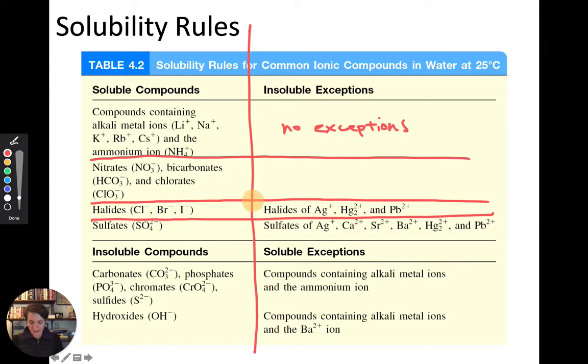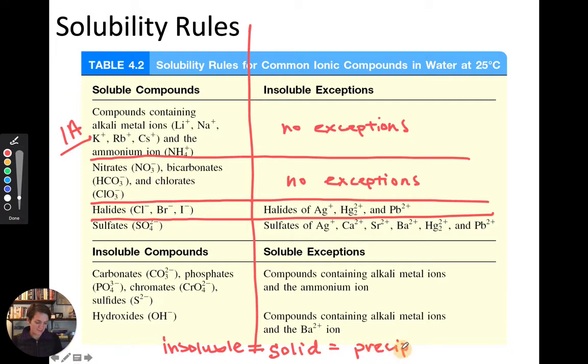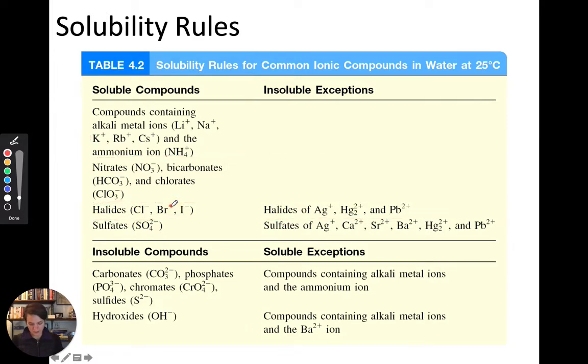Nitrates, bicarbonates, and chlorates fall into the same thing. These are really good to take note of because we know if anything is paired with a 1A, it is not going to be insoluble, right? What does insoluble mean? Insoluble means that it is not soluble, which means that it is going to form a solid, which means that it is a precipitate. Same thing with nitrates, no exceptions, always going to be soluble.